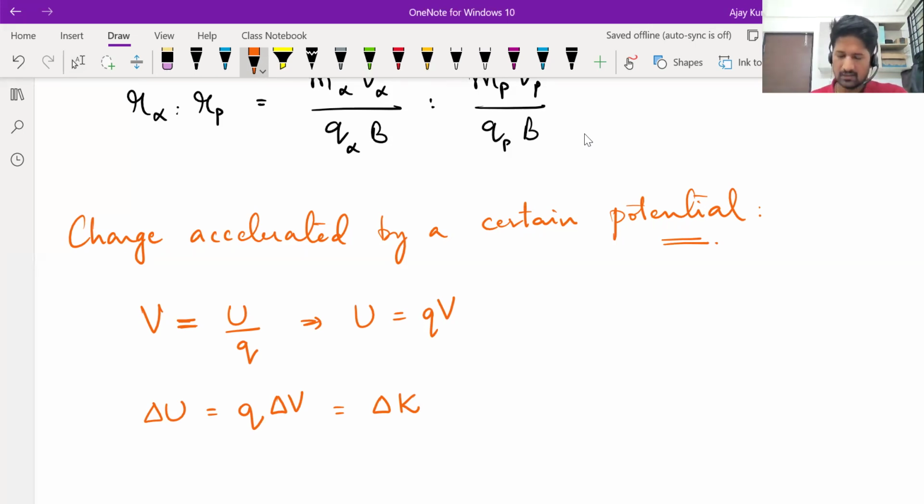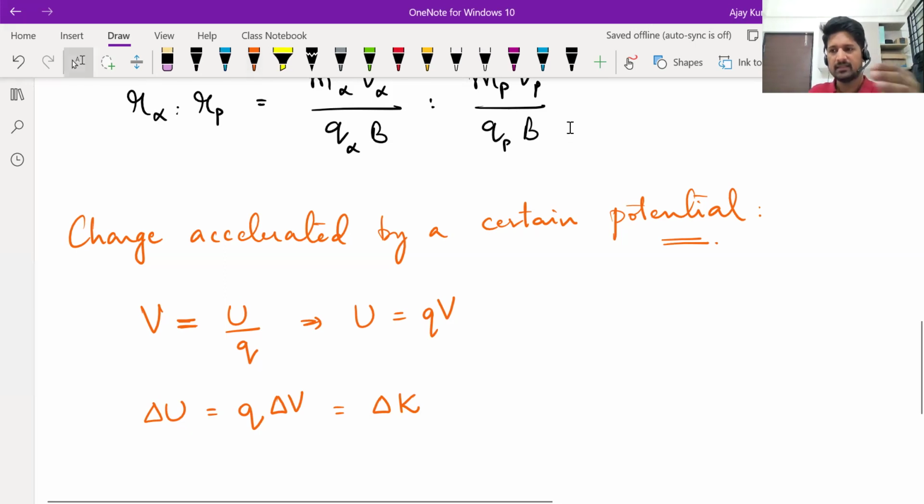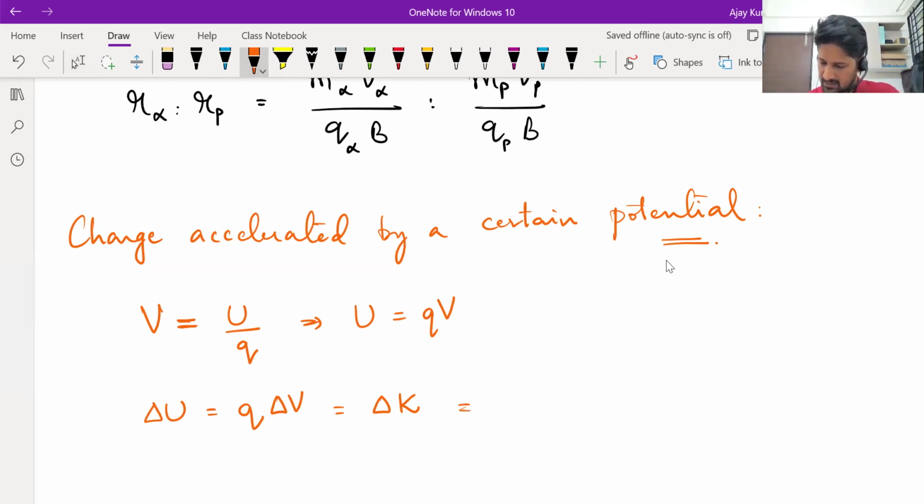And here in the question, they said that the alpha particle and proton are accelerated by equal potentials. When they use a statement like that, it means they are starting from rest. Okay. And if a charge is starting from rest, the change in its kinetic energy will be half mv square minus u square. U square becomes 0. So that will be half mv square. The final kinetic energy itself will be the change in kinetic energy.